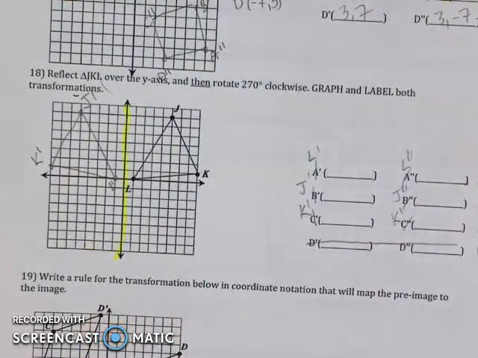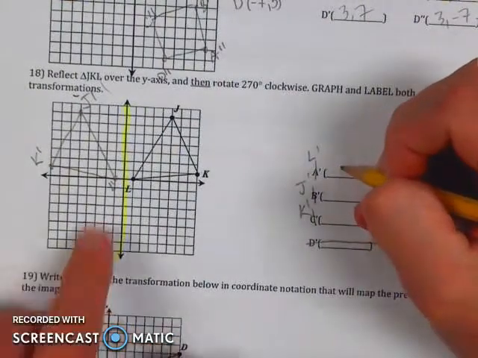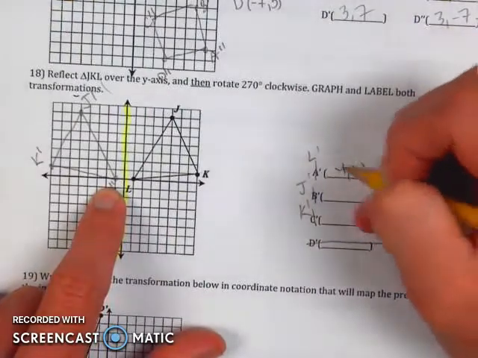All right, we got to keep it moving. So L prime is (-1, 0).